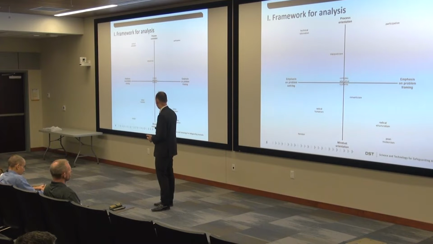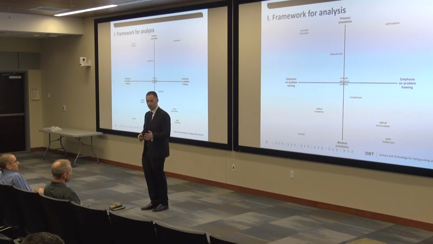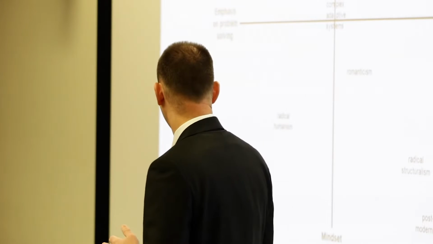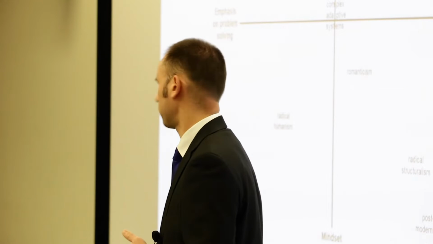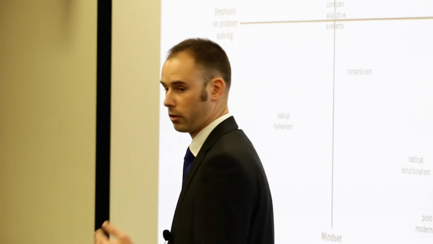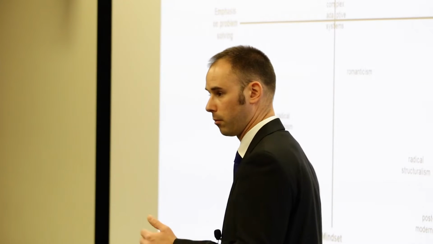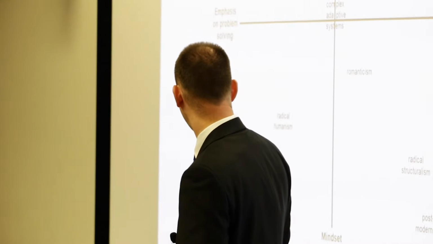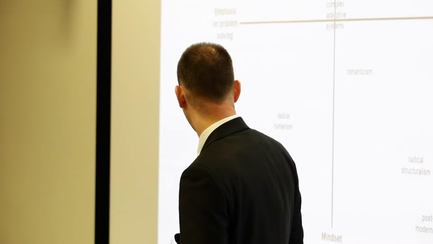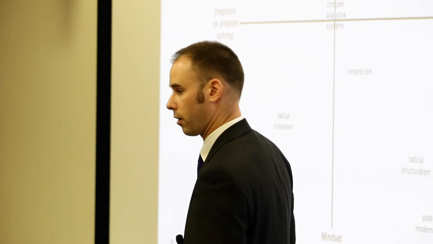So we ended up with complex adaptive systems as a paradigm sitting in the middle, because of the nature of complex systems, you need a rough balance between a mindset and a process orientation, and also you need a roughly balanced mindset between problem solving and problem framing. And then the other four paradigms included in the study are dependent on the definition of those as to where they wound up.